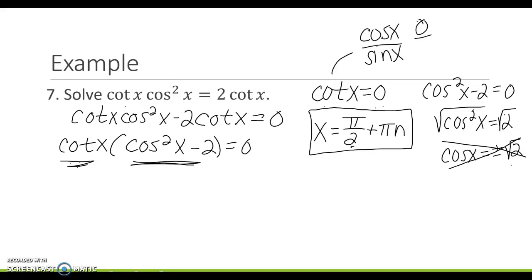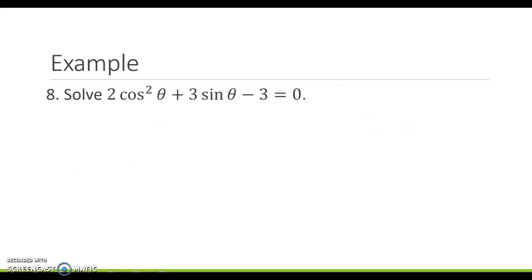Okay, and one last example to finish up this lesson. We have 2 cosine squared of theta plus 3 sine of theta minus 3 equals 0. So this one's already set up nicely in order to factor, but unfortunately I have a cosine and a sine.